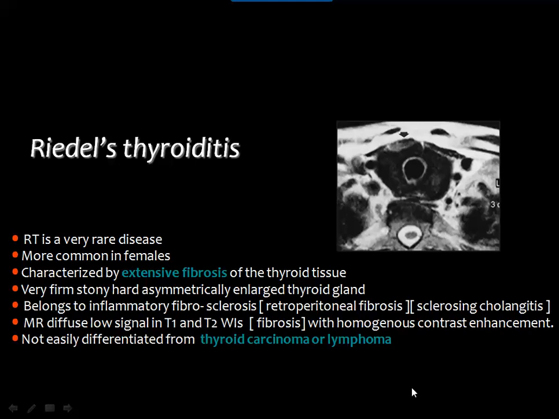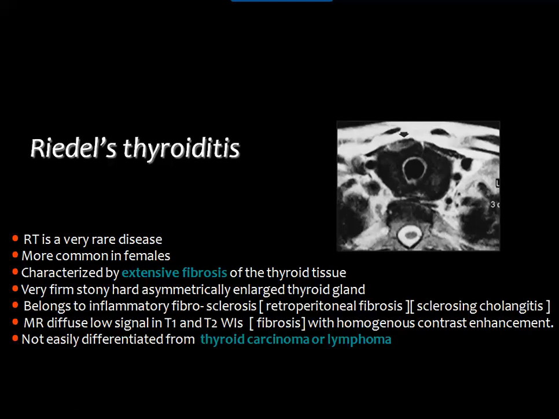Then we came to Riedel thyroiditis, which is an extremely rare disease. This disease is more common in females and is characterized by extensive fibrosis of the thyroid tissue. Based on this finding, you will see that the affected thyroid gland is enlarged and it shows diffuse low signal in all pulse sequences by MRI, diffuse in the T1 and T2 weighted images because of the presence of fibrous tissue. But whenever you inject a contrast medium, it will show some enhancement.